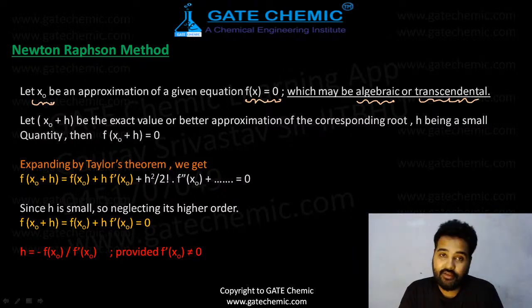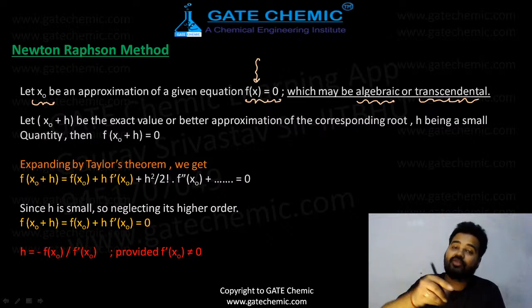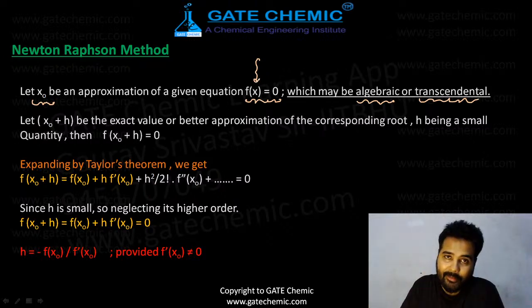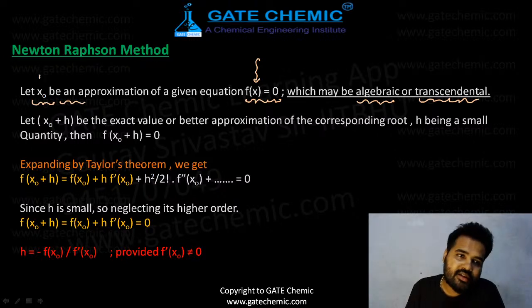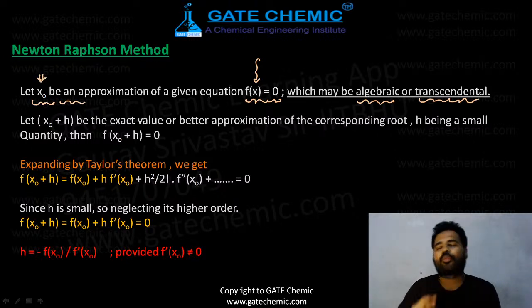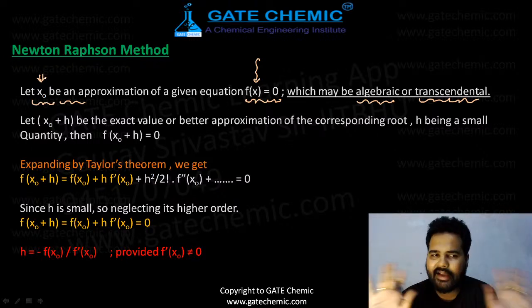That means if I put x0 here, and if this x0 is the right approximation, then it will totally satisfy the equation. So this is my one approximation x0. Now I think that this approximation is not totally correct. Maybe the x0 we assumed is not totally correct.